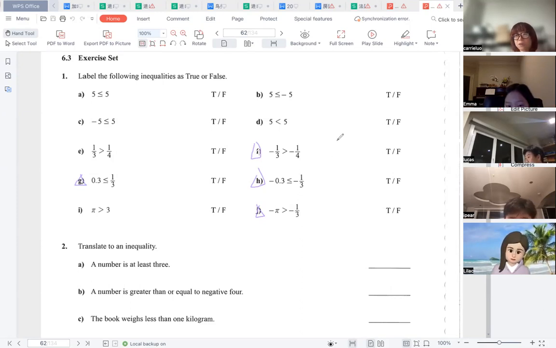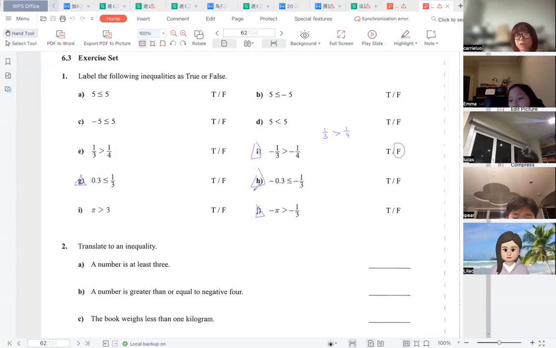Okay, everybody, I want to call Emma. First question. Negative 1 over 3 is bigger than negative 1 over 4. Is it right or not? No. It's not right because negative 1 over 3 is smaller than negative 1 over 4. 1 over 3 is bigger than 1 over 4. But when you put a negative, everything is going to be changed. Very good. This is false.